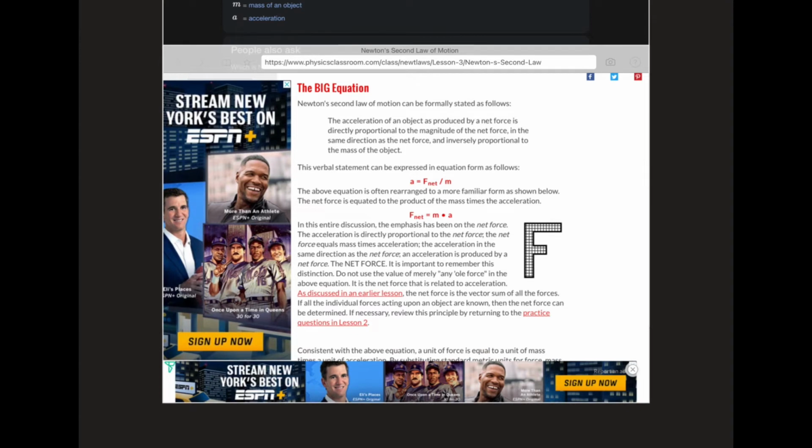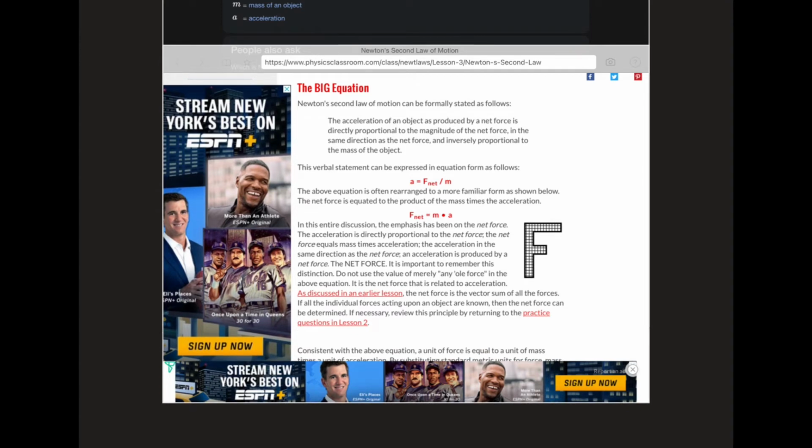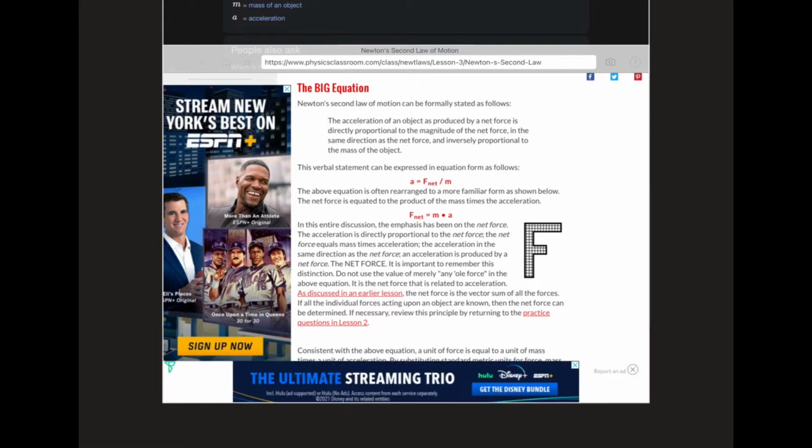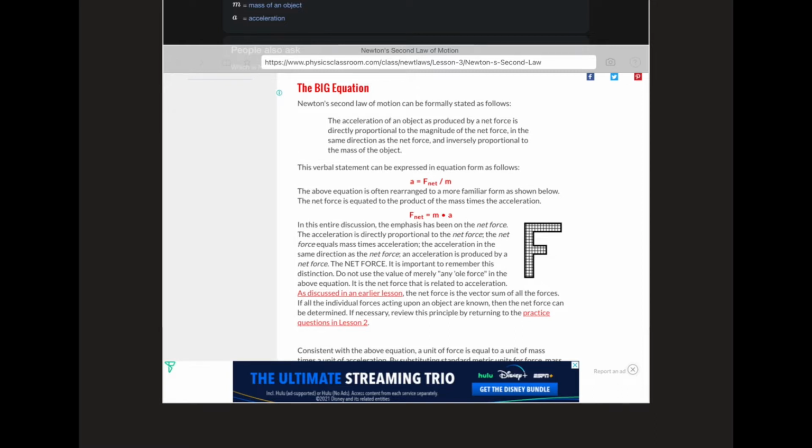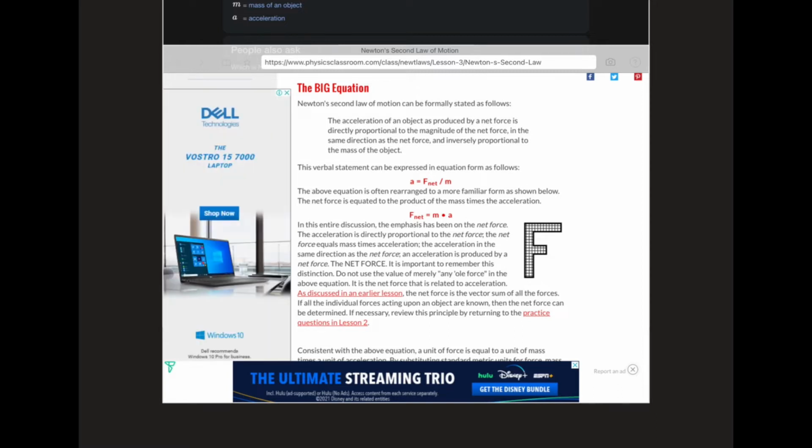Newton's second law of motion can be formally stated as follows: the acceleration of an object as produced by a net force is directly proportional to the magnitude of the net force, in the same direction as the net force, and inversely proportional to the mass of the object. So this should be the one under the second law. Acceleration is directly proportional to the net force, inversely proportional to the mass.